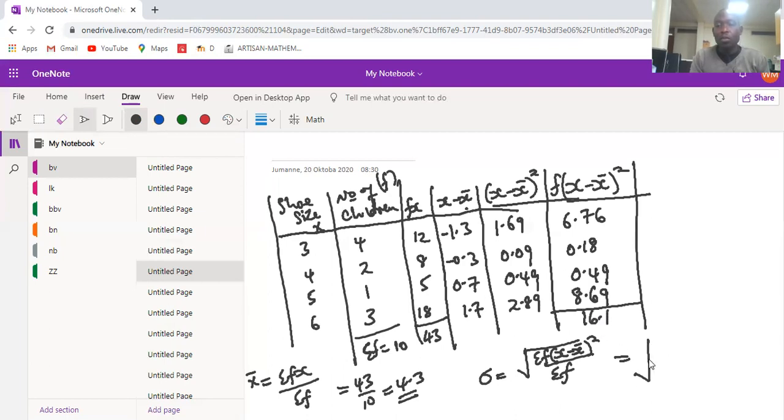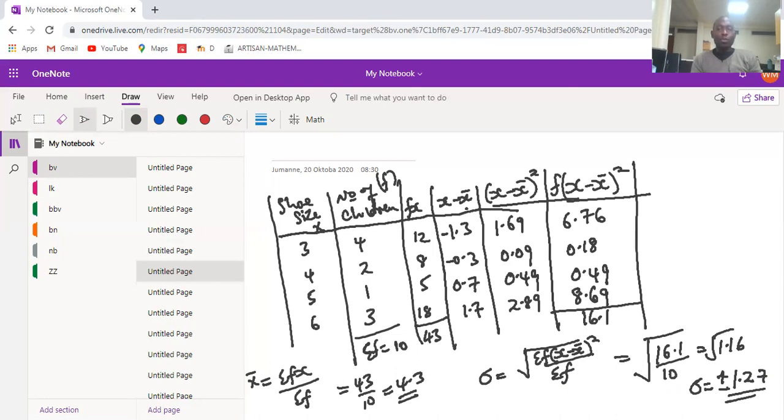So it is going to be the square root of 16.1 over the summation of f, which was 10. So divide by 10, you get it is 1.61. The square root of 1.61, the root of that answer, which is the same as plus or minus. This is the standard deviation, plus or minus 1.27. That is the answer to that question. I hope you are able to understand that.